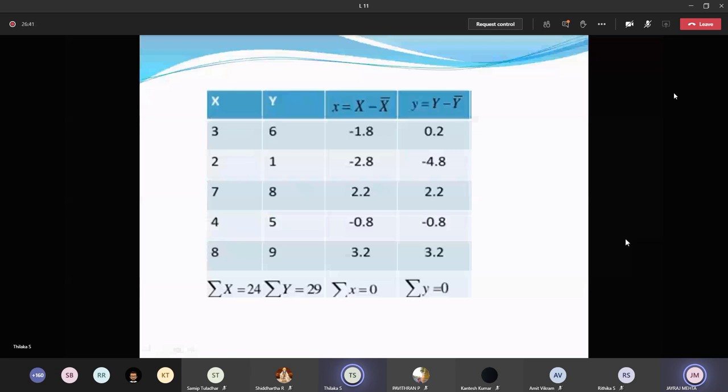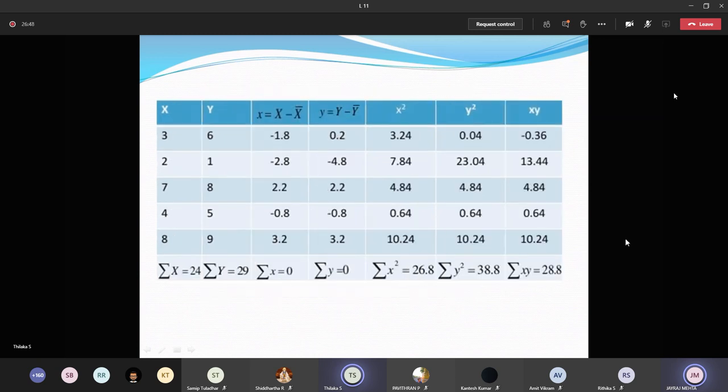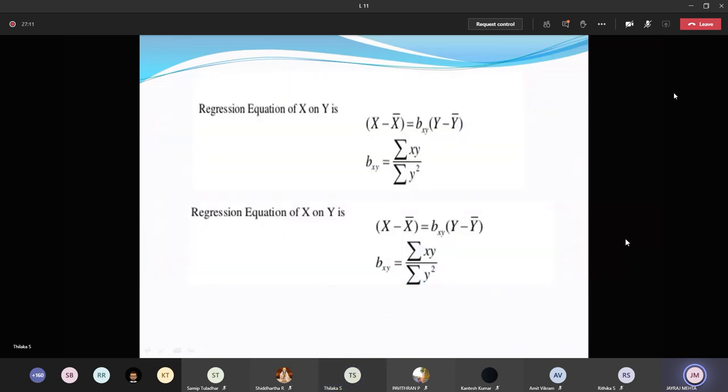After calculating the small x and small y values, you have to go for the squares of x and y values and the product of x and y. So from the given variables x and y, you have to calculate the small x, small y with the use of the means of those given variables, and you have to calculate the squares and the product of small x and y. After calculating everything, you go for the equations of x on y and y on x.